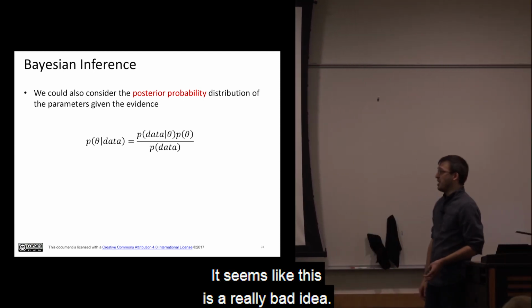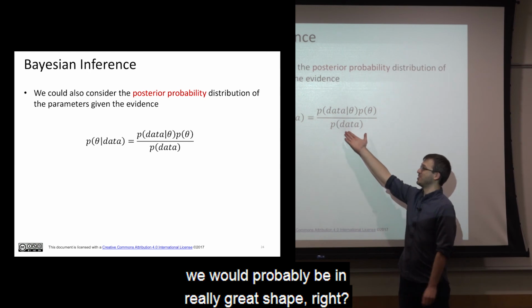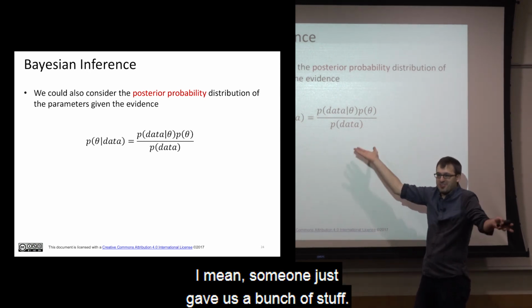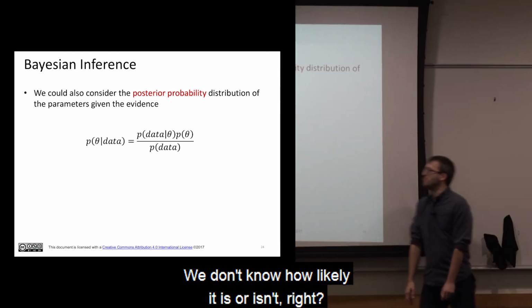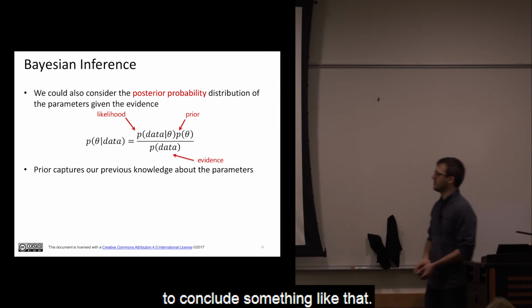It seems like this is a really bad idea. If we knew some of these things, we would probably be in really great shape. For example, we don't know the probability of the data. Someone just gave us a bunch of stuff. We don't know how likely it is or isn't. We would need many, many observations in order to conclude something like that.